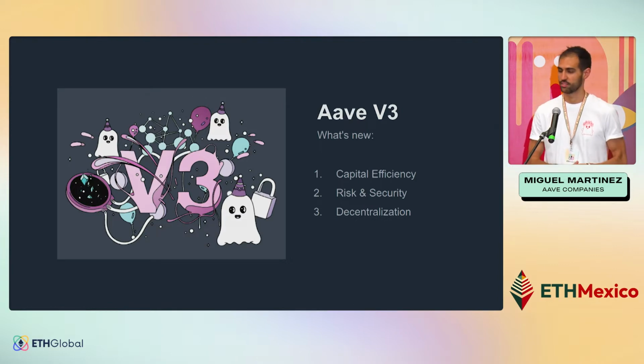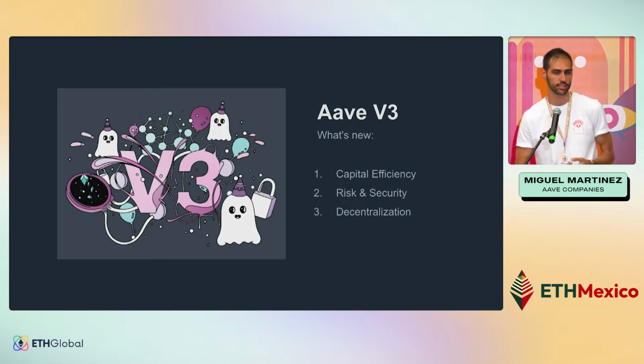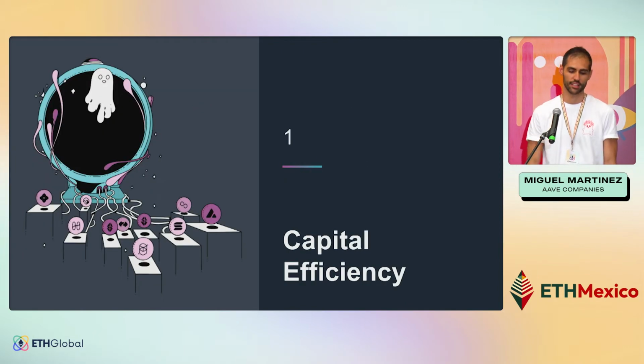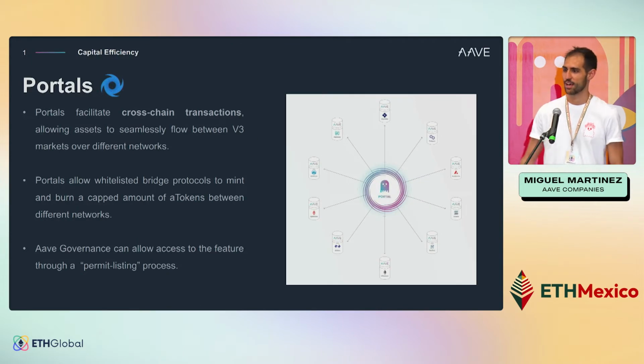Yeah, Aave V3 brings groundbreaking new features on top of the foundational elements of the Aave protocol, like for example aTokens, stable rate, instant liquidity, credit delegation, and so on and so forth. And there are three main areas of innovation: capital efficiency, risk and security, and also decentralization. So let's dig into capital efficiency. The first one, the big one, is Portals.